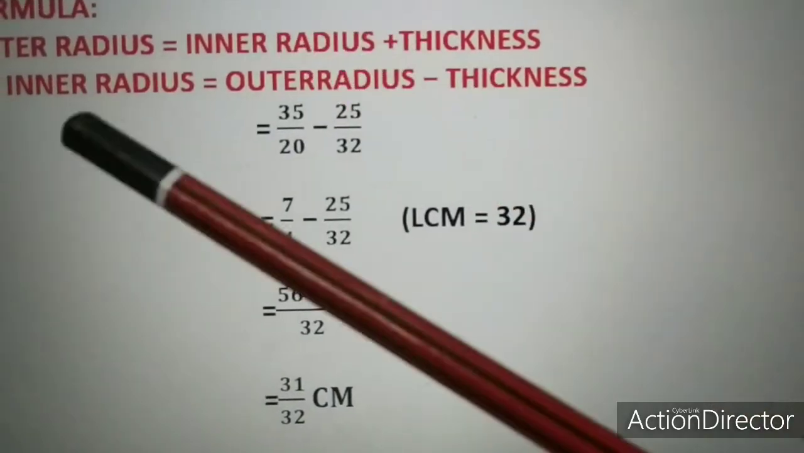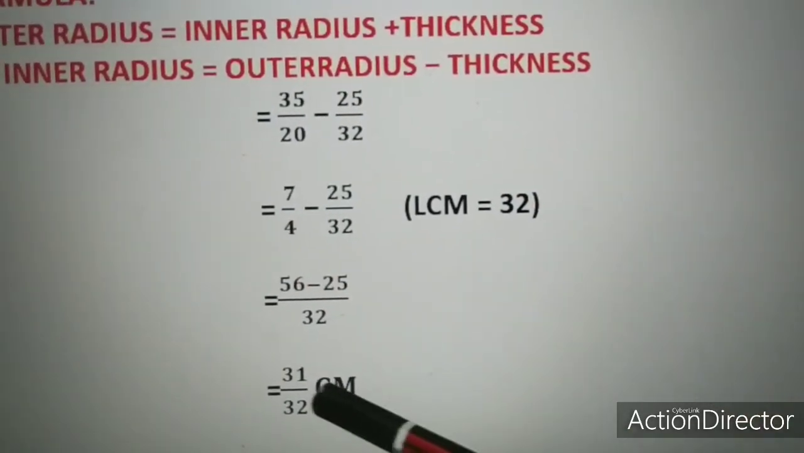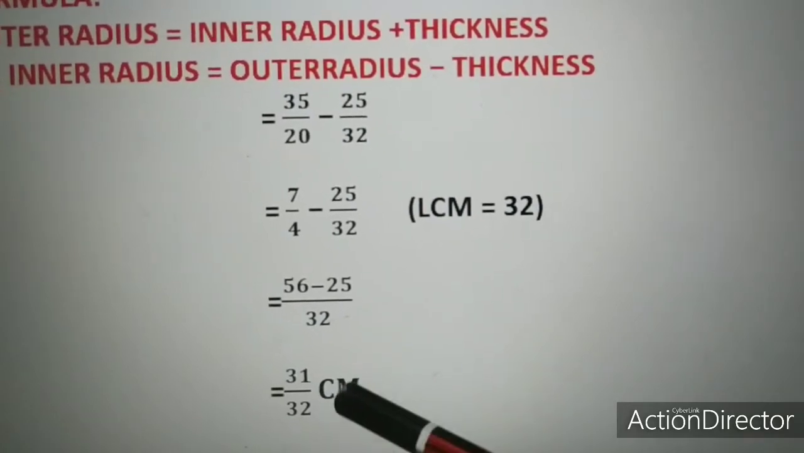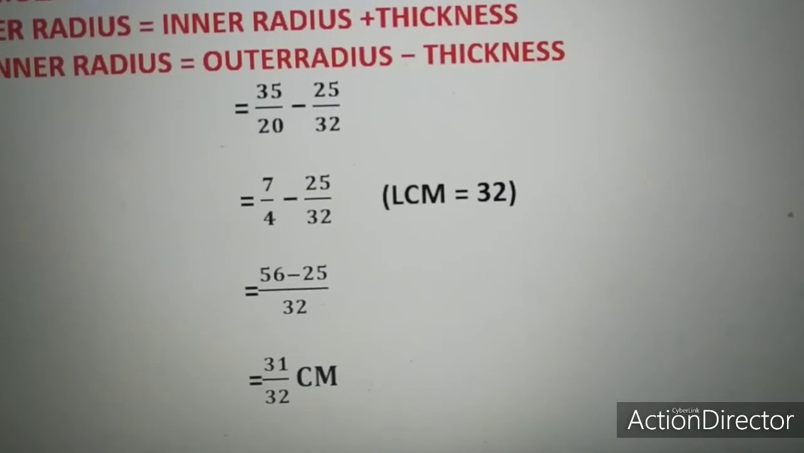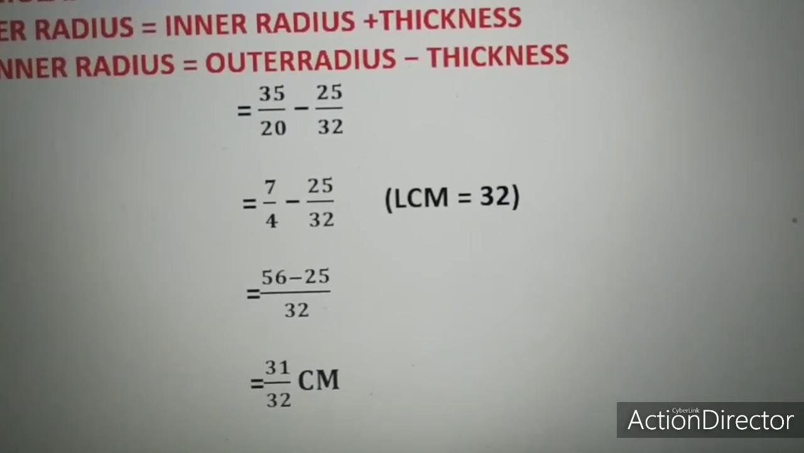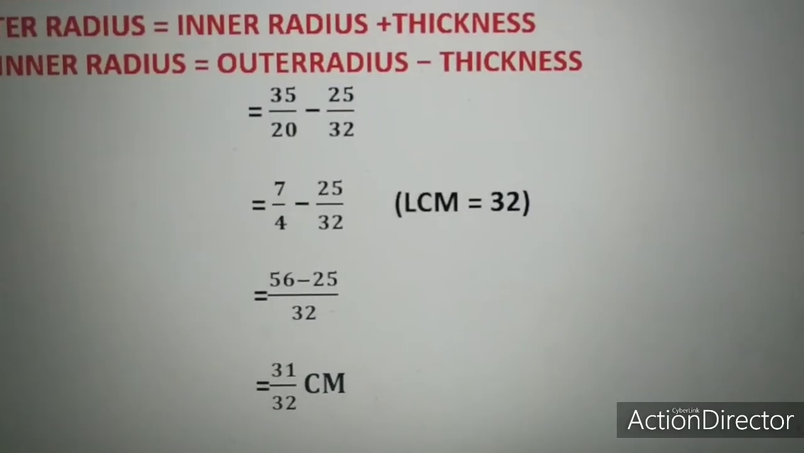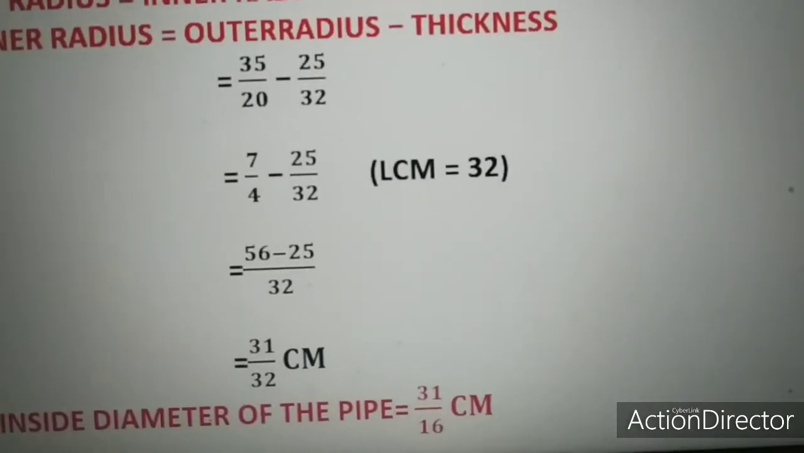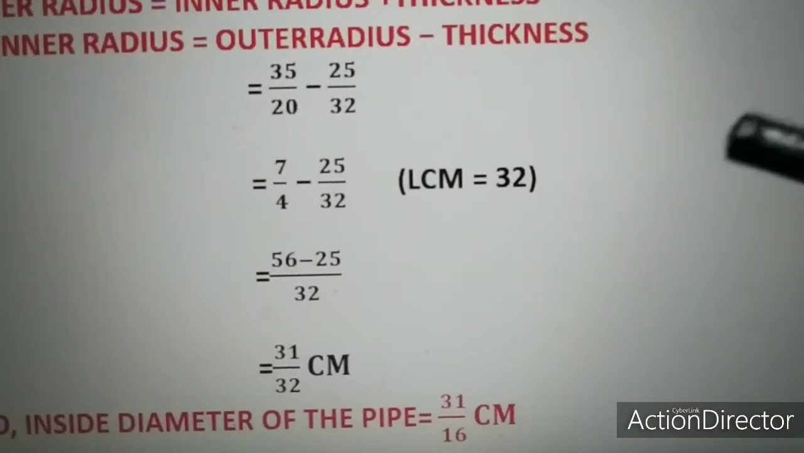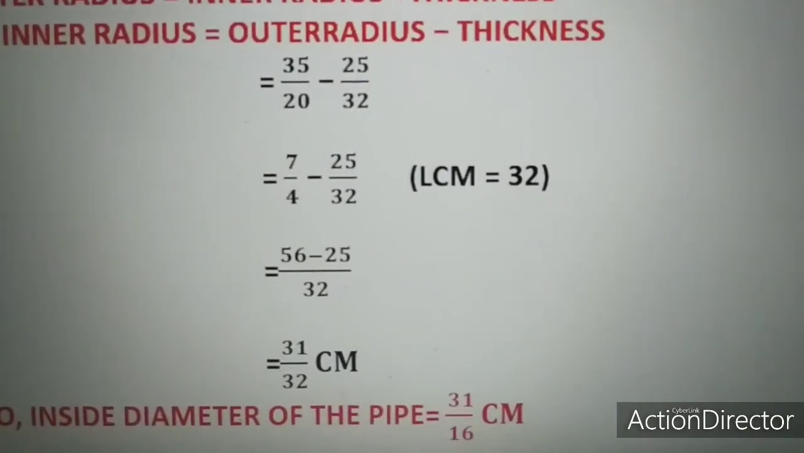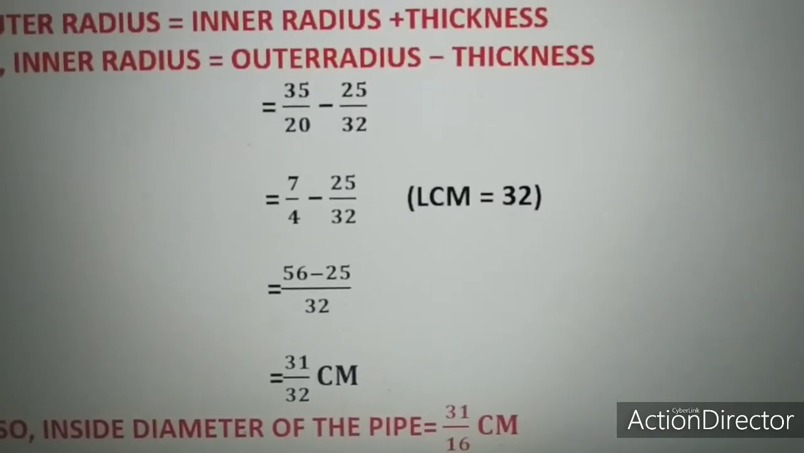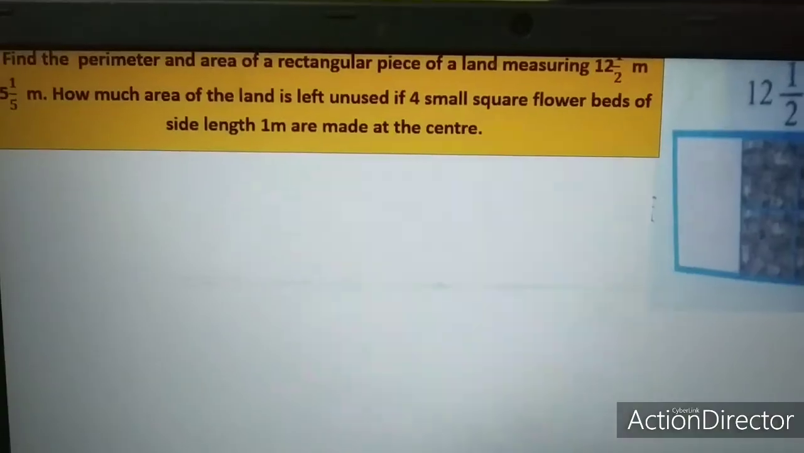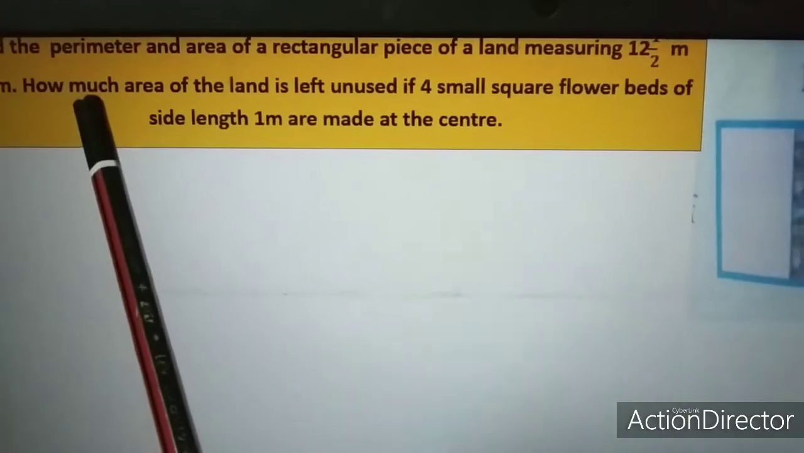Now we have got the inner radius. So now we want the diameter. When we multiply the radius by 2, we will get the diameter. So 31 upon 32 into 2 will give me 31 upon 16 centimeter, which is nothing but the inside diameter of the pipe. Hope you understood this sum clearly. Now moving on to the next sum.